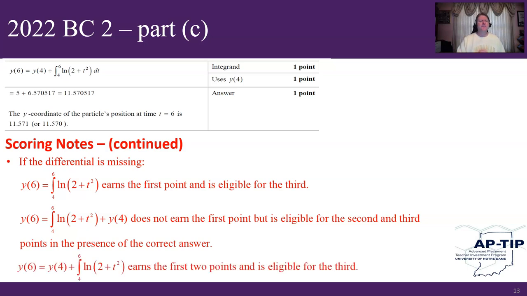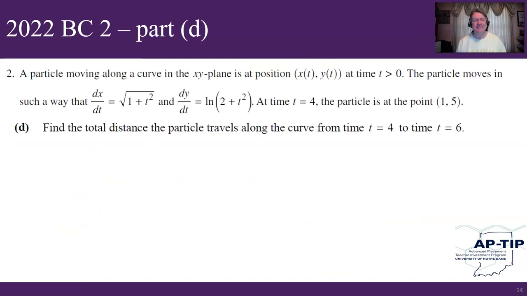And then the third variation of the differential that's missing is the student that puts the y of 4 in front, okay, much better place for it, but forgets that differential at the end. We're going to say that the student would still earn those first 2 points. It's okay the differential is missing there. And of course, the student would be eligible for the third point with a correct answer. Hopefully that helps a little bit with that part C.